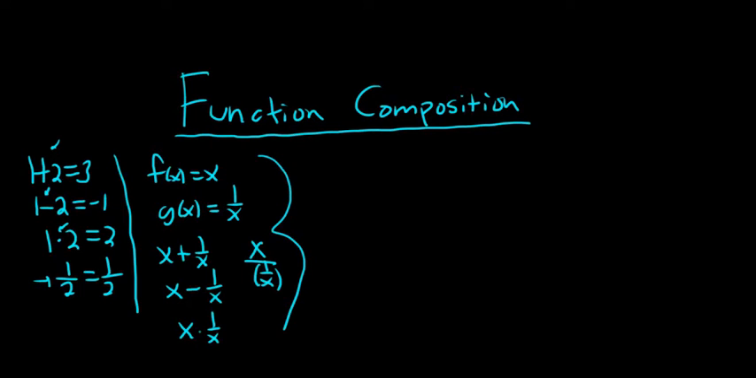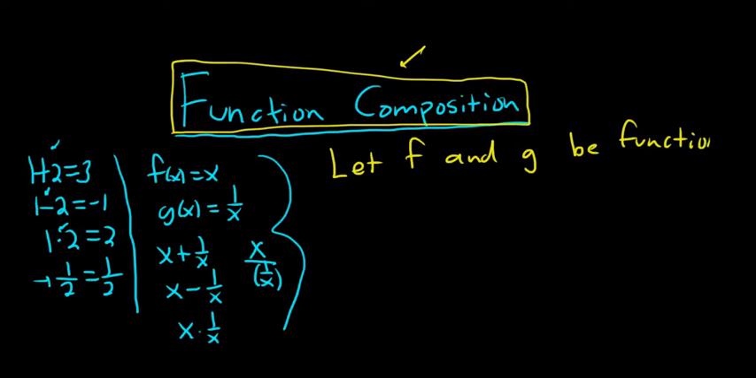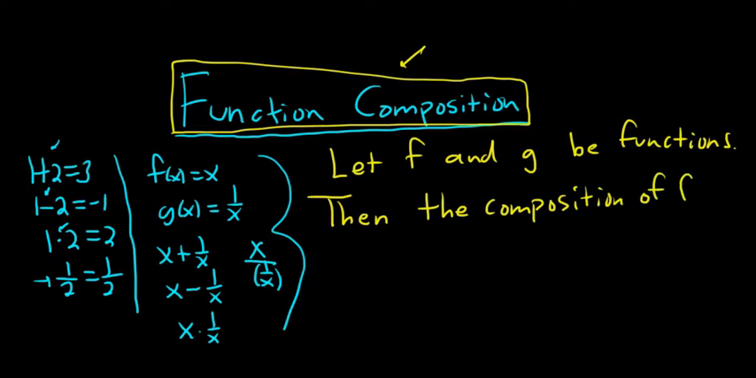But then there is another operation that exists, and it's called function composition. Okay, so it's another operation. So given two functions, we can combine them in a certain way, or compose them, and we get a new function. So if we let f and g be functions, then the composition of f with g is called the composition.